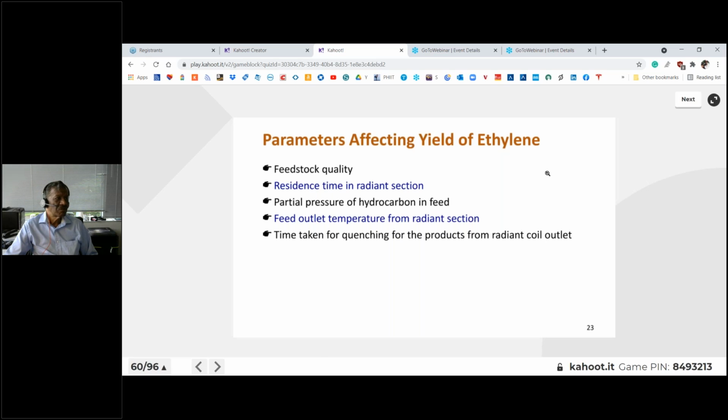So if you want to see what parameters affect the yield of ethylene, basically it's the feedstock quality, residence time in the radiant section, partial pressure of hydrocarbon in the feed, outlet temperature, and time taken for quenching the products from the radiant coil. So if we want to optimize, these are the factors which designers take into account for maximizing the production of ethylene.